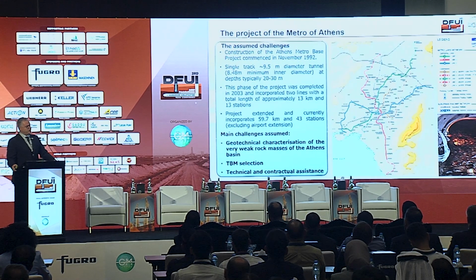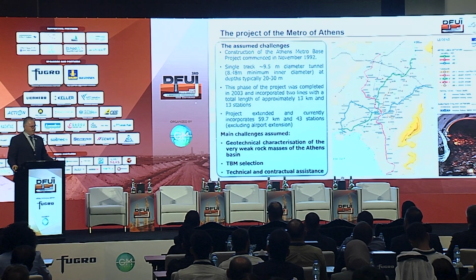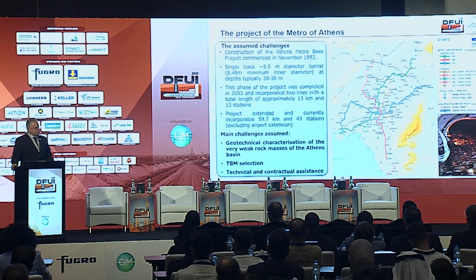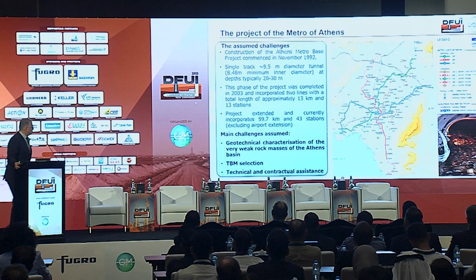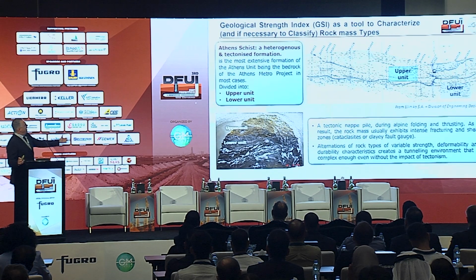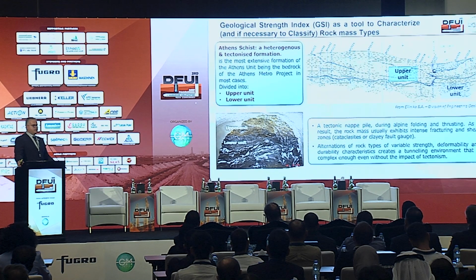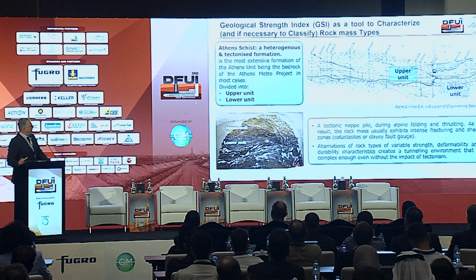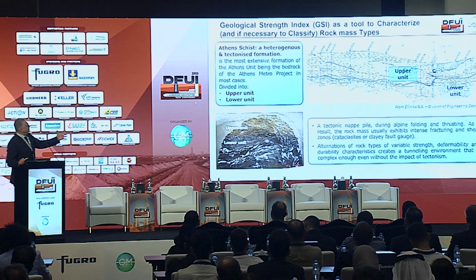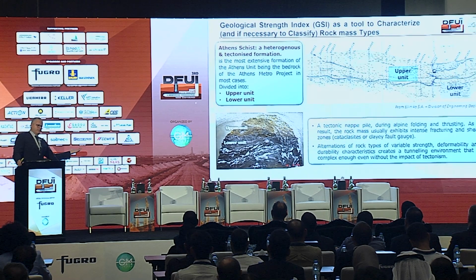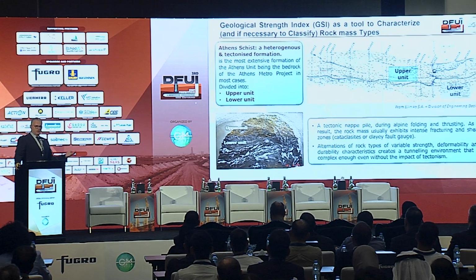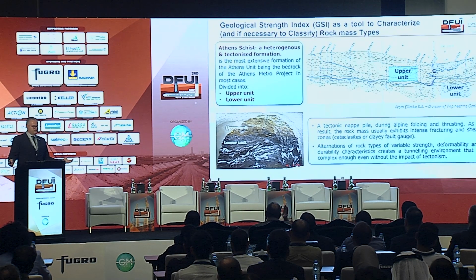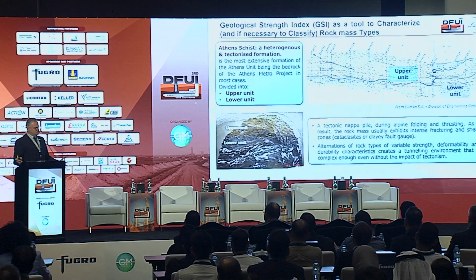So, for example, here in the projects of the Metro of Athens, you see a lot of lines. We have many challenges here relating to very weak rock masses, the TBM selection, and technical and contractual assistance. So we have two units. We call one the Athens schist, which is the main rock formation. And you see there are a lot of different kinds of materials, some of them with brittle nature, meta-sandstone, and some of them more ductile, meta-siltstones or clay shales. But mainly we have a lot of thrusts. So you see something which is very complicated here.